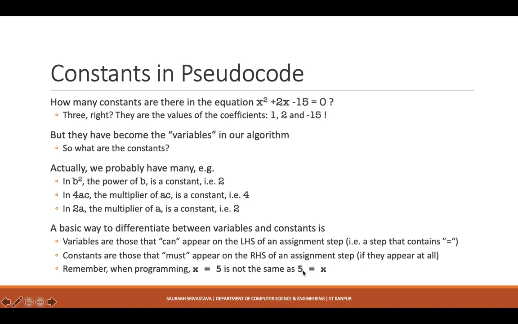Okay, there cannot be a constant on the left hand side of your equal to. Whenever you are saying that x is going to get the value 5, this is exactly how you write it: x equal to 5, and not 5 equal to x. So this is a change that you have to inculcate from the world of mathematics.